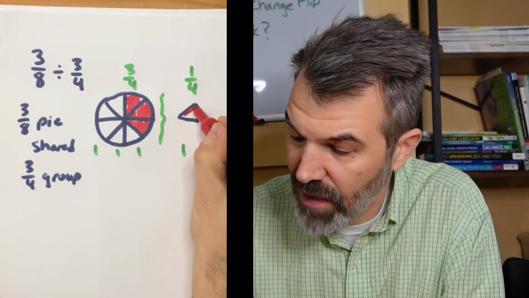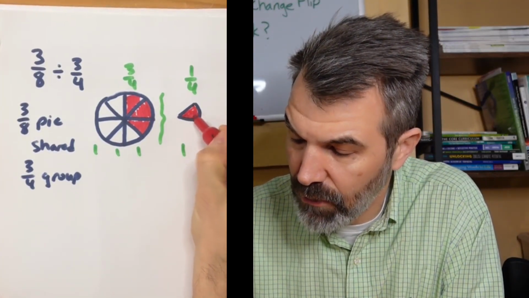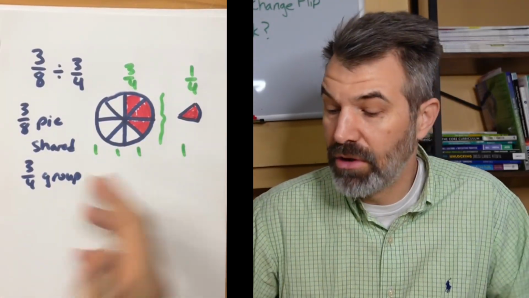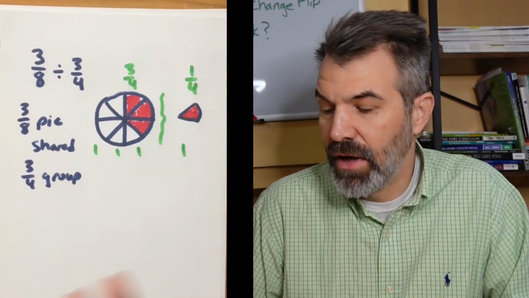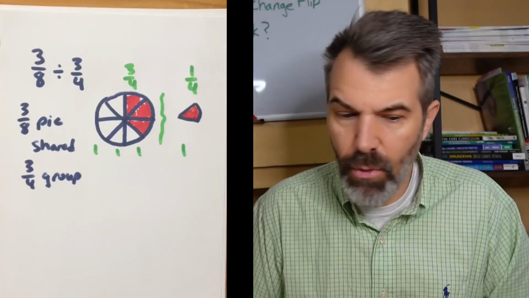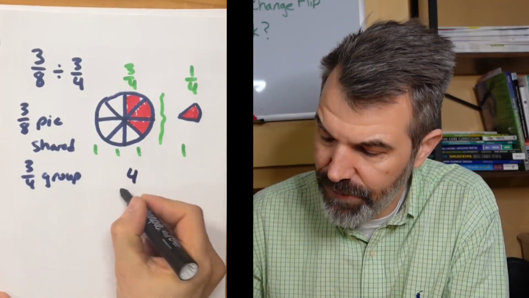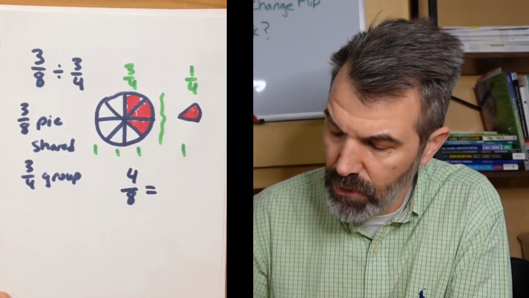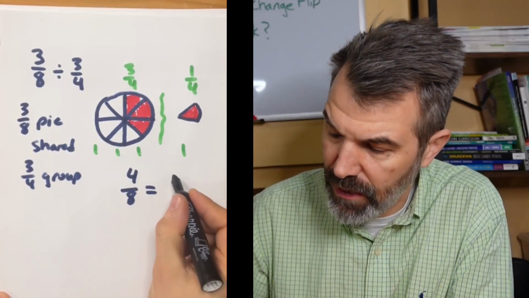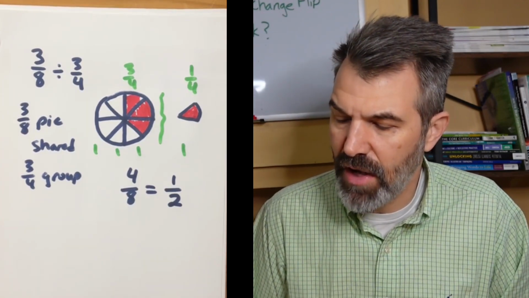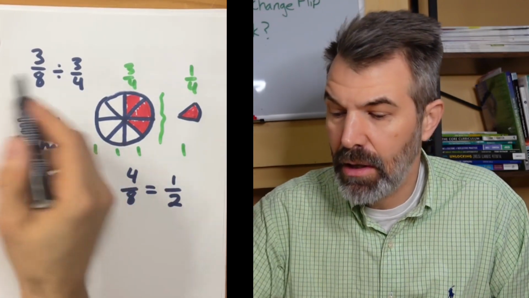Looking at that contextually, I can say, okay, 3/4 of the group gets this, and then the remaining 1/4 would just get one more piece. So altogether, what is that? We find out that's 1, 2, 3, 4. That's really 4/8, which comes down to 1/2, looking at this piece. So 3/8 divided by 3/4 contextually equals 1/2.